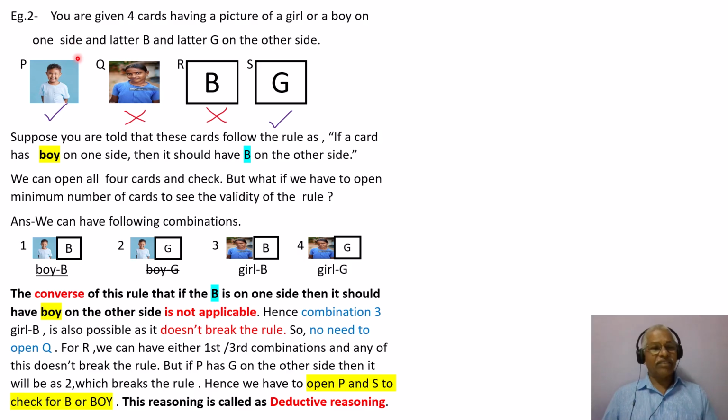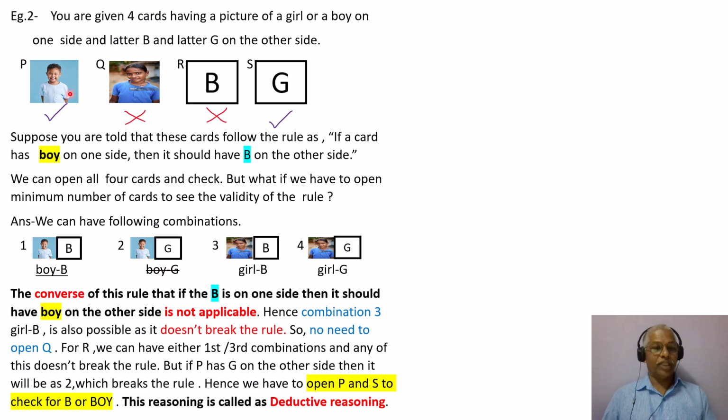If this has G on that side, okay, then rule violates or breaks the rule. Okay, and if this has boy on that side, then again violates the rule. Okay, if there is a boy on that side, then should have B on this side. So see here, if P means this, has G on the other side, then it will be this combination which is not allowed. Okay, boy, then it should have B. This combination is not allowed.